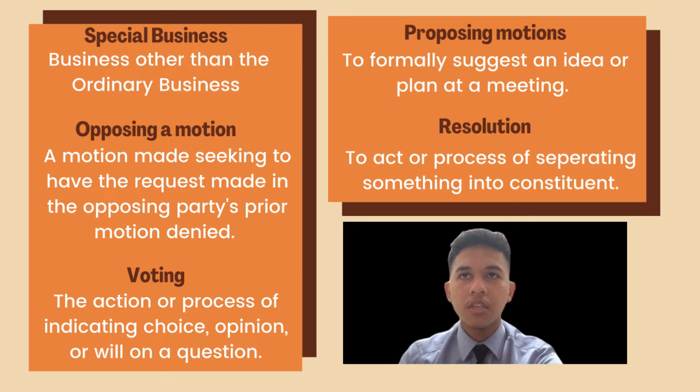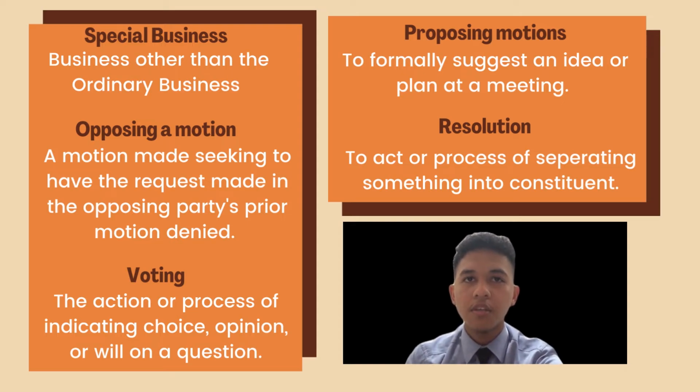The next language function is opposing a motion. An opposing motion means motion made seeking to have the request made in the opposing party's prior motion denied. For example, the useful expression is I oppose to the one of the committee members for the facts and information that is provided.